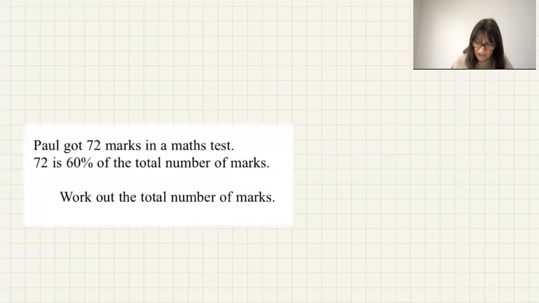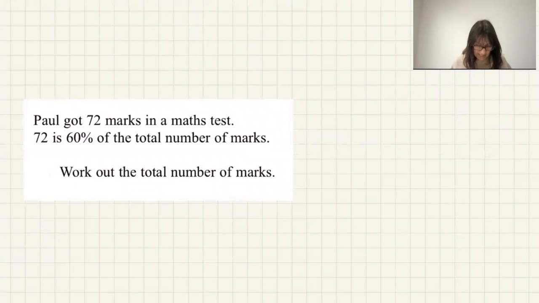Okay, the other question that we're going to look at on this video is one that's starting to creep in a little bit more, actually. So Paul got 72 marks in a maths test. 72 is 60% of the total number of marks. So what this is telling me is that 72 marks is 60%. If I've got to work out the total number of marks, I need 100%, not just 60.